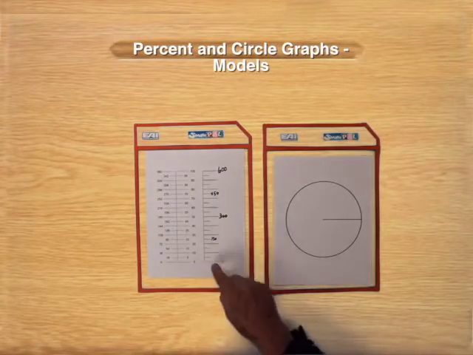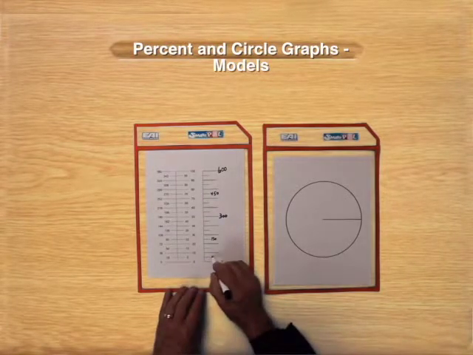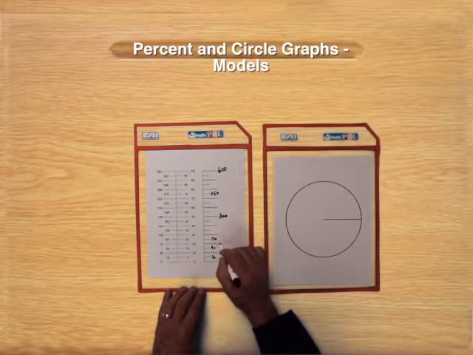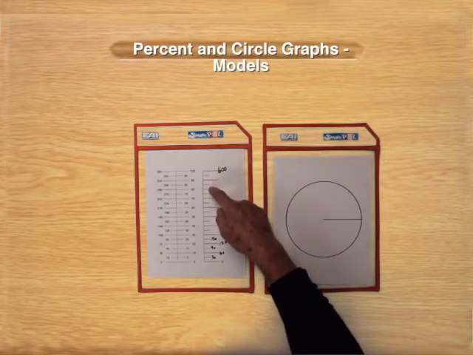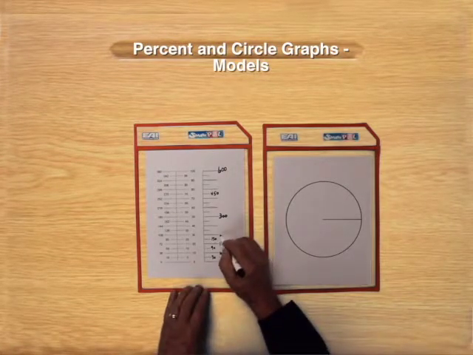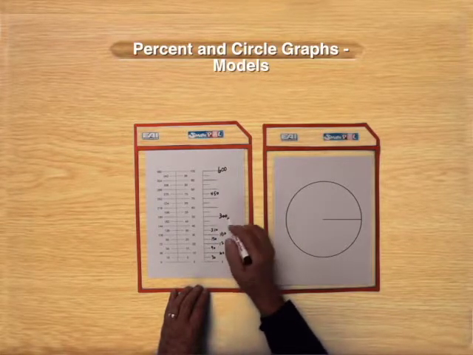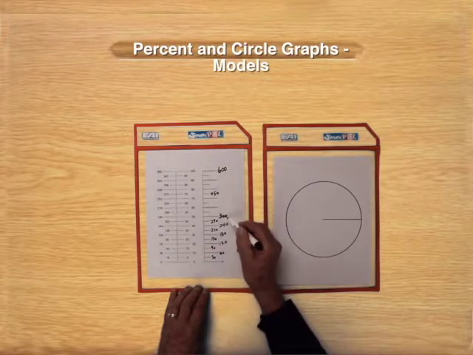Now, we have 1, 2, 3, 4, 5 spaces in between 0 and 150, 5 equal spaces, so each space is going to be worth 30. 60, 90, 120. So that means all of the spaces here that we have on our grid are going to be equal to 30. So now we have 150, and 30 more will be 180, and 180 and 30 would be 210. Then we go to 240, 270, and 300.